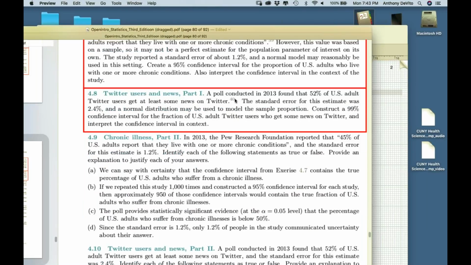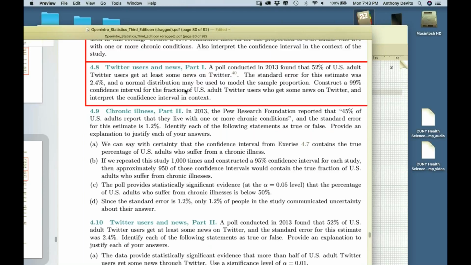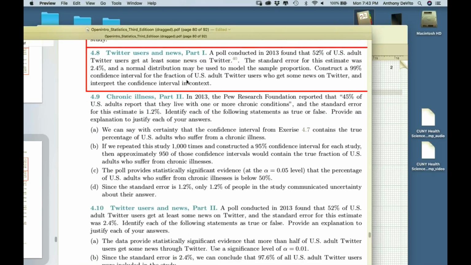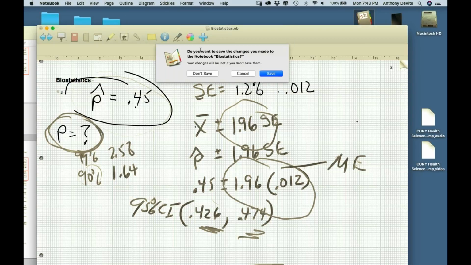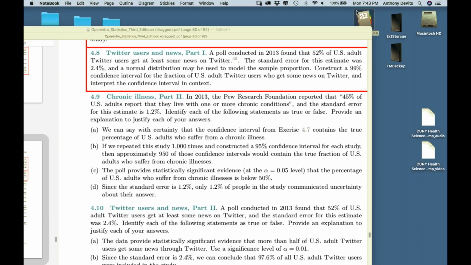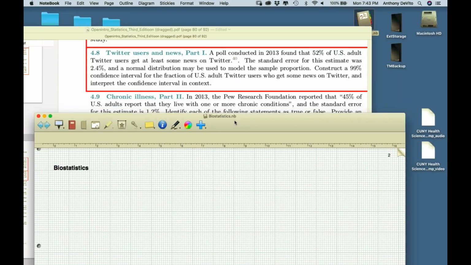All right, so take a look at the next iteration of this. A poll conducted in 2013 found that 52% of American Twitter users get at least some news on Twitter. The standard error for estimates was 2.4%. Using the normal distribution model of proportion, construct a 99% confidence interval for the fraction of U.S. adults who get some news on Twitter and interpret the confidence interval in that context. Okay, let's give that a try. They gave us the standard error, so we don't have to worry about that. Let's see how I can figure this out.